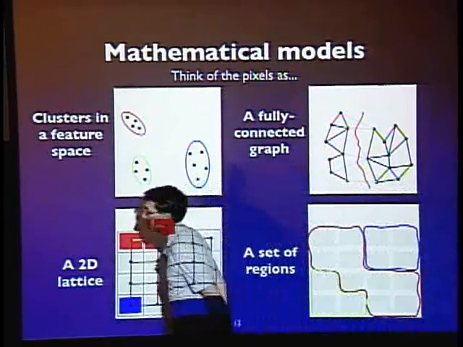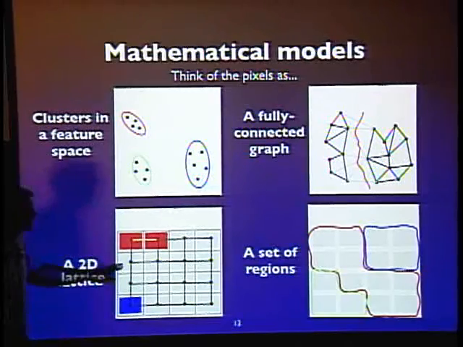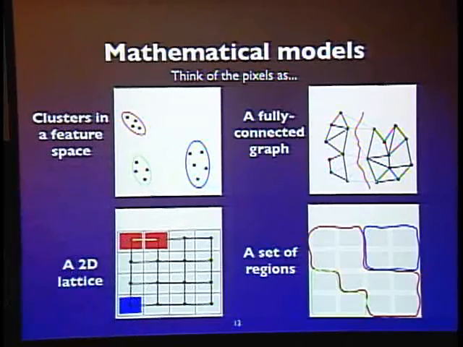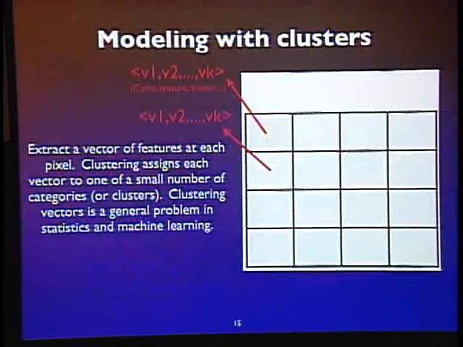You can think of your pixels in different abstract mathematical senses: either as clusters in a high-dimensional space, a concept we are familiar with, as a fully connected graph, which I don't think we've talked about, as a 2D lattice, and as a set of regions, which I alluded to earlier. Now, let's start with clusters. This one should be easy for you guys.